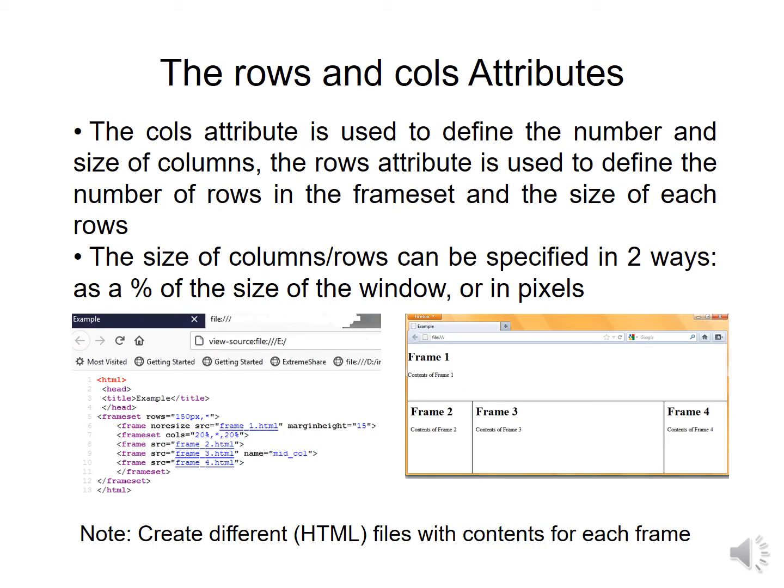The rows and columns attributes. We can set the rows and columns attributes for a frame set to define layout. The rows attribute of the frameset tag defines horizontal frames, and the columns attribute defines vertical frames. Columns and rows of frames can both appear on the same web page by nesting one frameset inside of another.